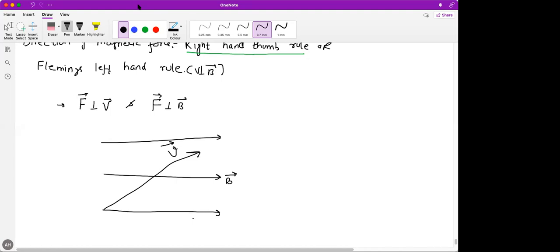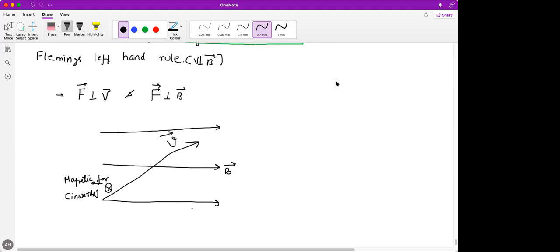So this is how we apply the right hand thumb rule. The direction of magnetic force is inwards. Let's take one more example.